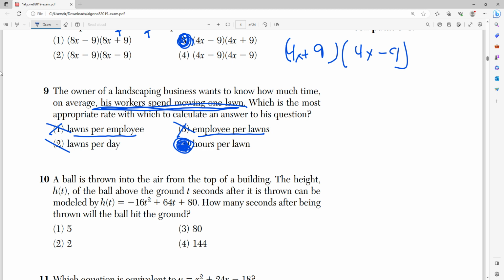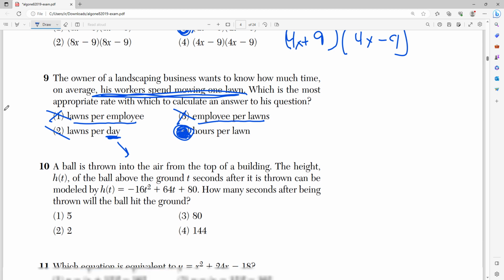And number 2, lawns per day. He wants to know how much time on average you spend, not per day. That would be how many lawns they mow daily, right? That's not really time. So yeah.